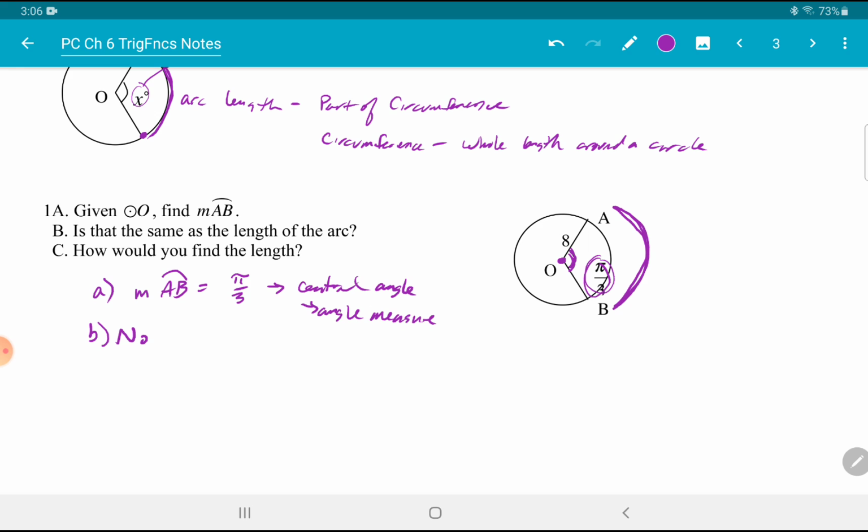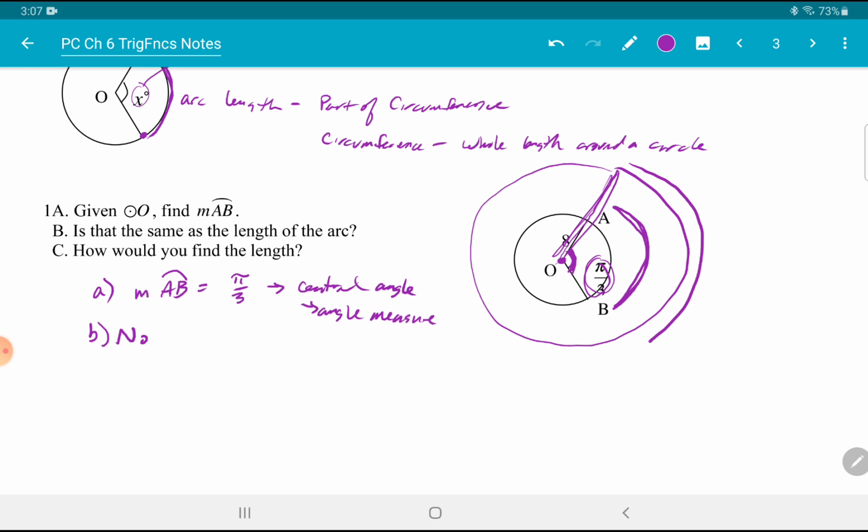Now, just because you have a central angle of pi over 3, you can have different arc lengths associated with this angle. If you think about it, I can have concentric circles. I can have a circle with a radius of 8, or even a radius of 16, a bigger circle outside that. Even though they have the same central angle, it would end up having a different arc length. As you can see here, this is going to be a lot longer than my previous arc length. So how would you exactly find that length?